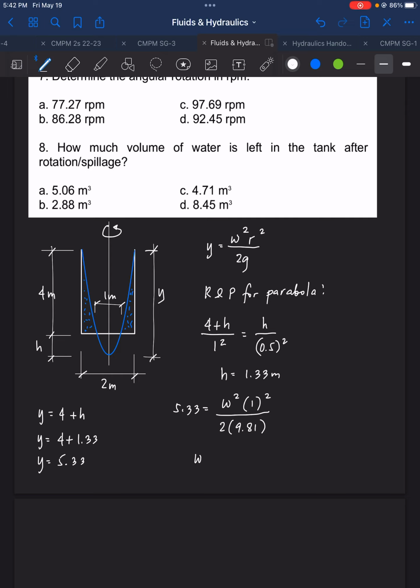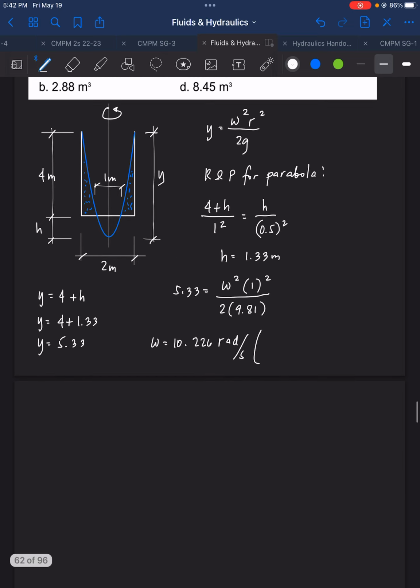So what's the angular rotation now? That is 10.226 rad per second. So we need to convert that first. If it's still in rad per second, we have to multiply it by 30 over pi. That is equal to 97.65 RPM.